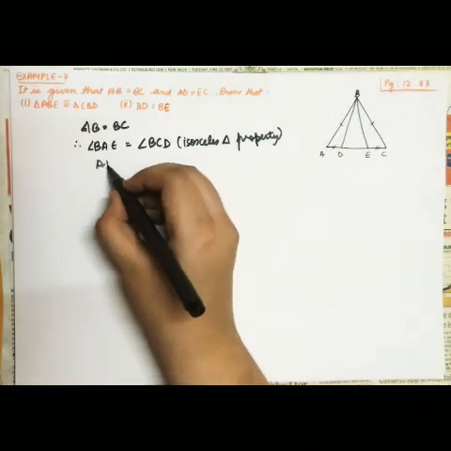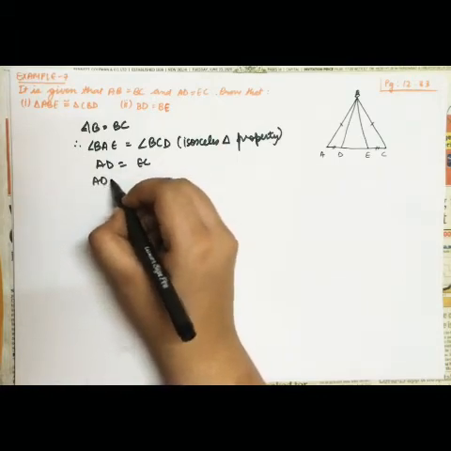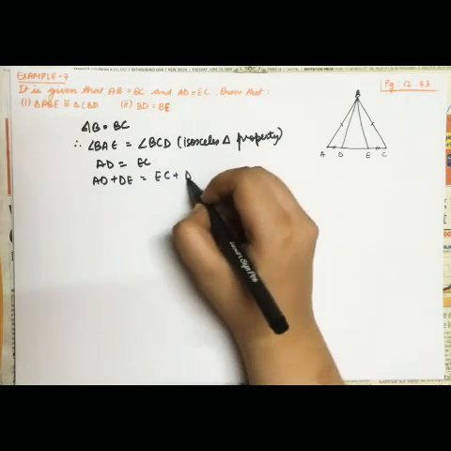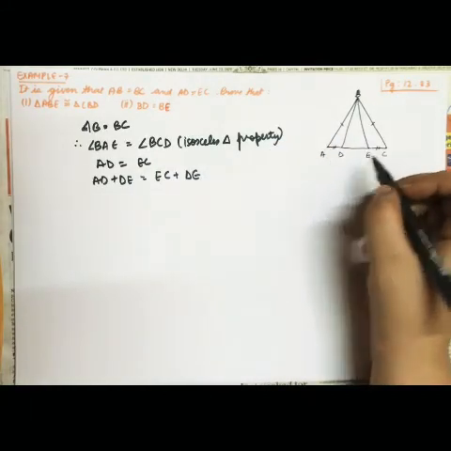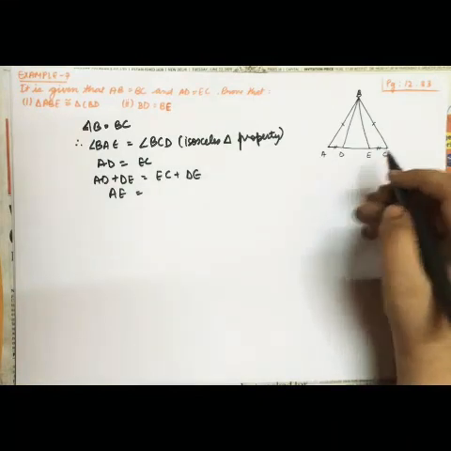Now AD is equal to EC. We will add DE on both sides. AD plus DE is equal to EC plus DE. Now AD plus DE is equal to AE. Similarly, DE plus EC is equal to DC.